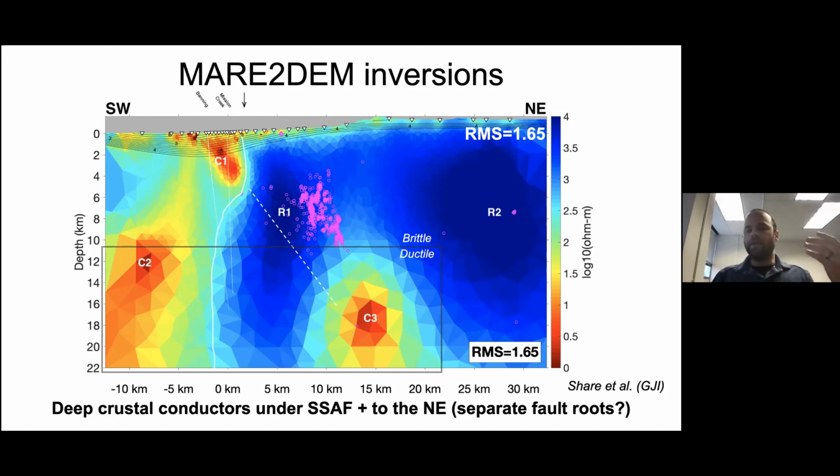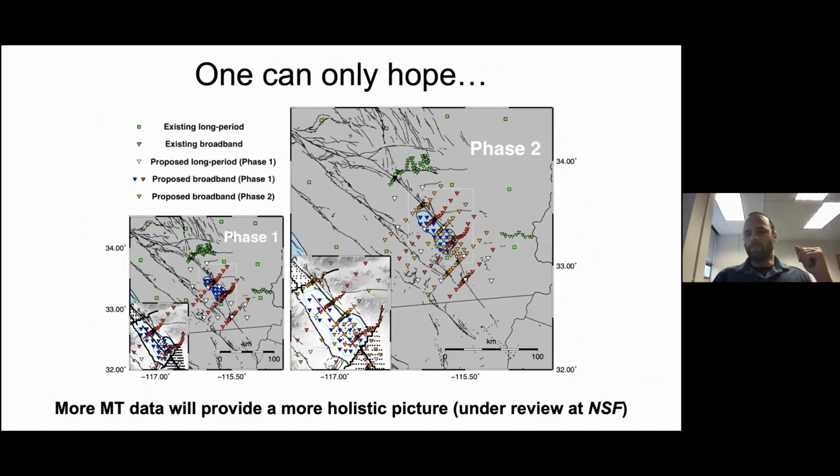What we really need is more data. More data along this fault system, and more MT data all along the Salton Trough. And that's exactly what Steve and I and collaborators have proposed. This is under review by the NSF right now, and so we'll see what they say. We're supposed to hear back pretty soon.